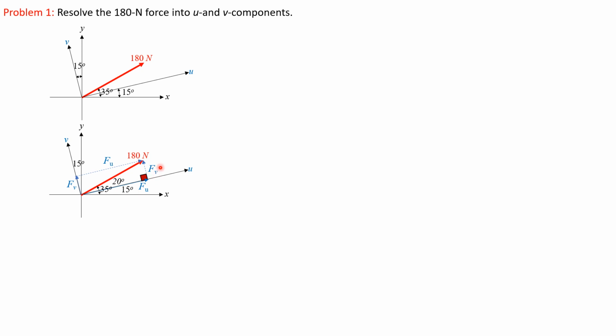So FU, adjacent to 20 degrees, and the hypotenuse has a magnitude of 180 newtons, so cosine of 20 degrees. So consider this right triangle. For those who cannot see it well, you separate another right triangle so that you can analyze it well. So this is FU, the adjacent side, then the hypotenuse is 180, so cosine of 20 degrees is FU over 180.